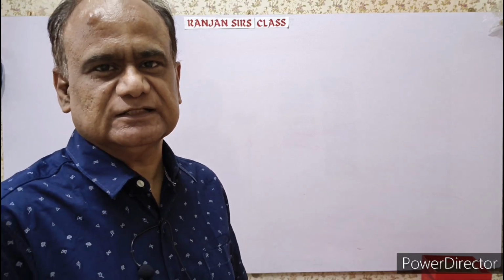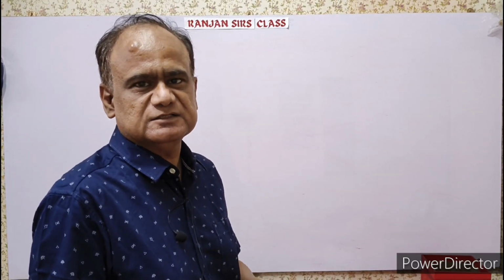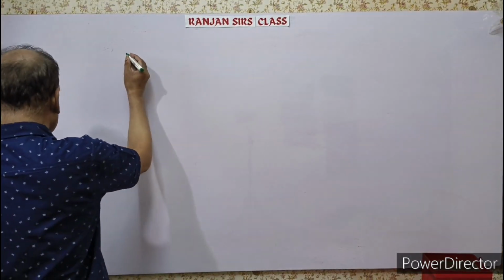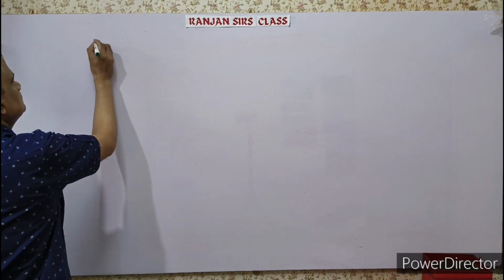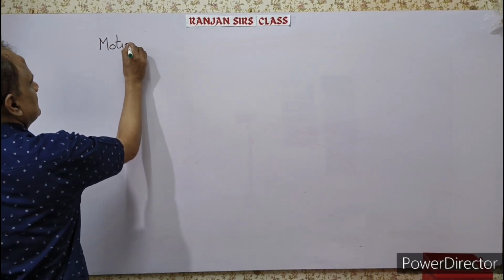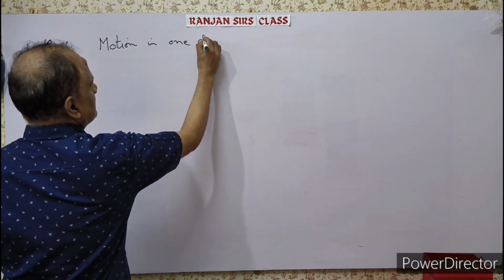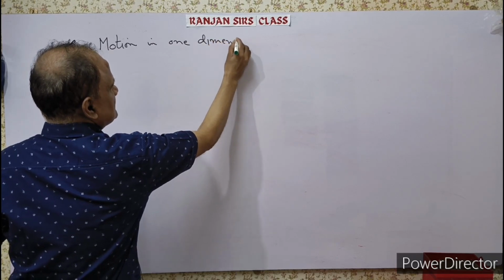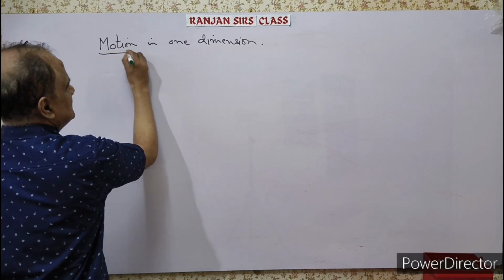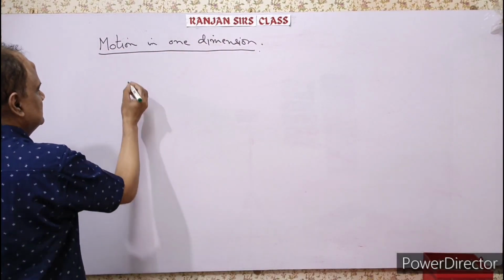Okay, so we can start the class today, physics class 9. Okay, and that is motion in one dimension. Now you may ask me, what is motion in one dimension, sir? What does one dimension mean? One dimension means motion in a straight line.